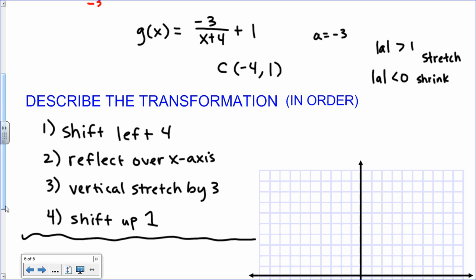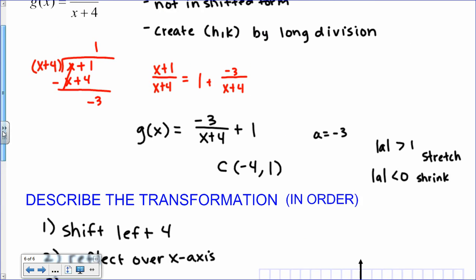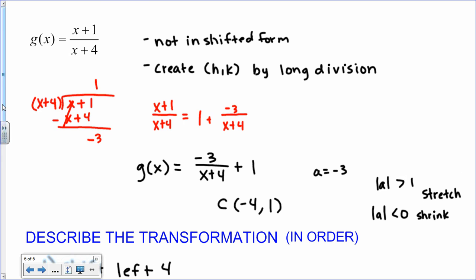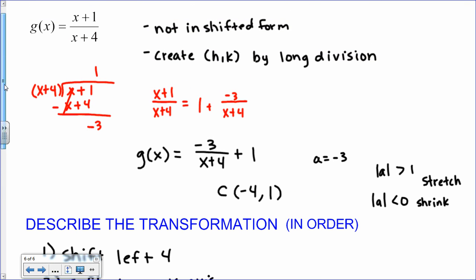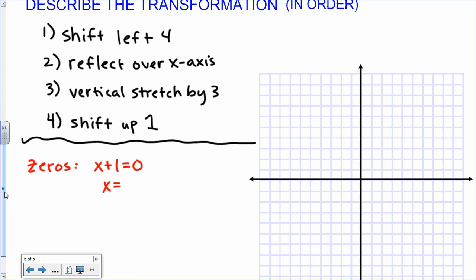Now we need to identify the parts of the graph. So go back to your original. You'll use this H, K, the center, to write your asymptotes. But for your zeros and your Y-intercept, just go back to your original as G of X. So remember, it's zeros of the numerator. So x plus 1 equals 0. So x equals negative 1. So I have (-1, 0) there.